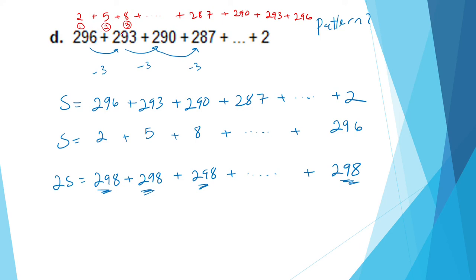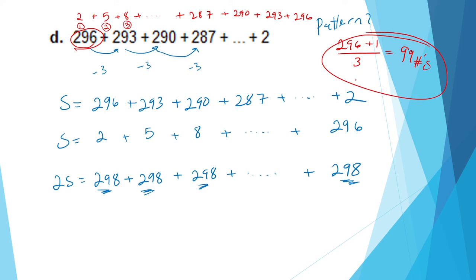Okay, I think we have a pattern now. The pattern is adding 1 to the number and dividing by 3. You get 1. 5 plus 1 is 6, divided by 3, you do get 2. 8 plus 1 divided by 3, you do get 3. So that is the pattern. We're going to add 1 to 296 and then divide by 3. And this gives us 99. So there are 99 numbers in this sequence. So always look out for those patterns. Those patterns are going to help you figure out how many actual numbers there are in a sequence.